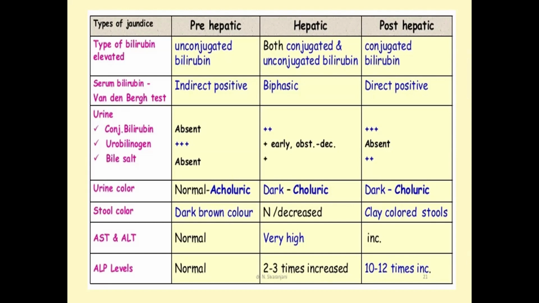Because the levels are just numbers, we went for ratios. Okay. So this is the basic picture of jaundice.